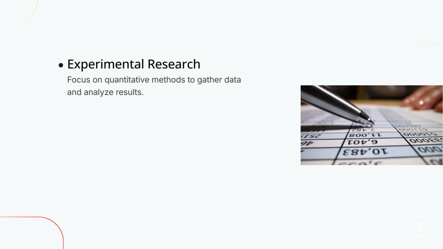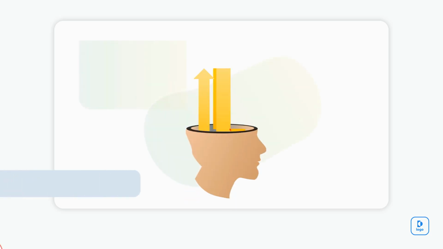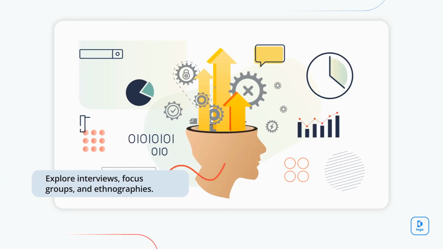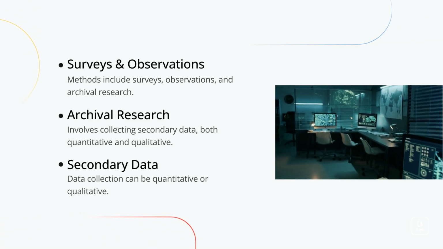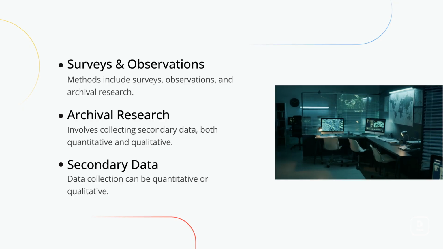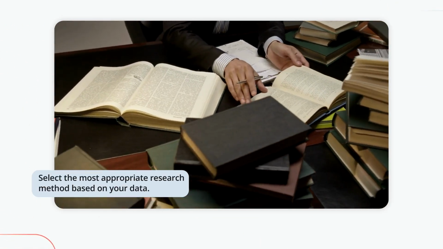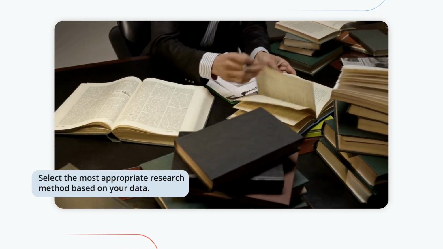Experimental research, which is primarily a quantitative approach. Interviews, focus groups, and ethnographies are qualitative approaches. Surveys, observations, archival research, and secondary data collection can be both qualitative or quantitative. Carefully consider which method will best facilitate the collection of data that directly addresses your research questions.